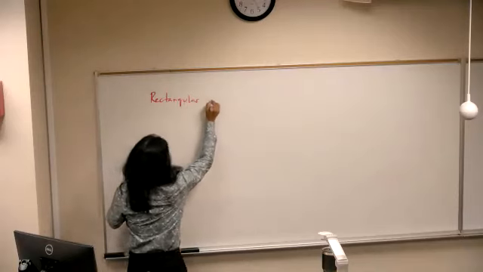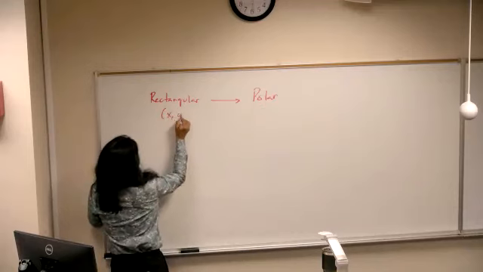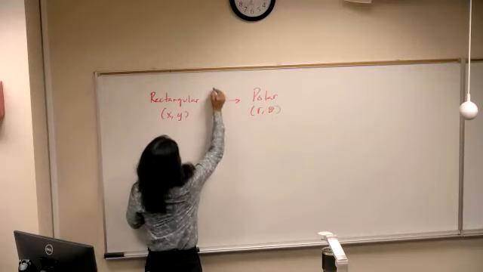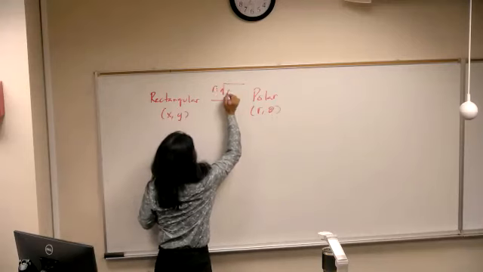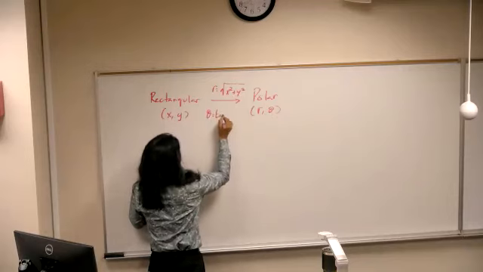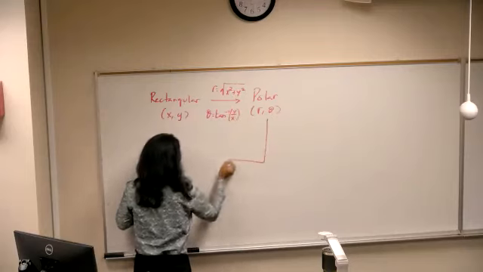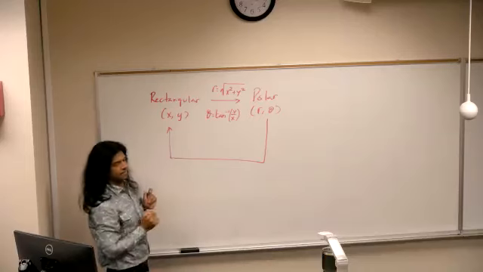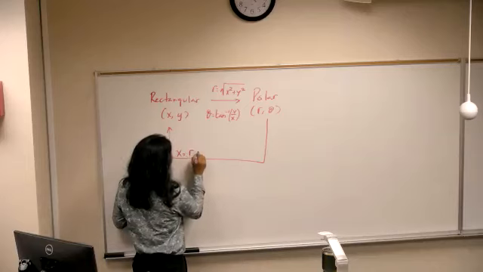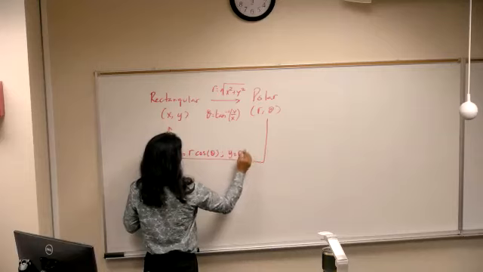We can go from rectangular to polar using r equals square root of x squared plus y squared, theta equals tangent inverse of y over x. If you have a point in the polar system, you can get back to rectangular by using x is equal to r cosine theta, y equals r sine theta.